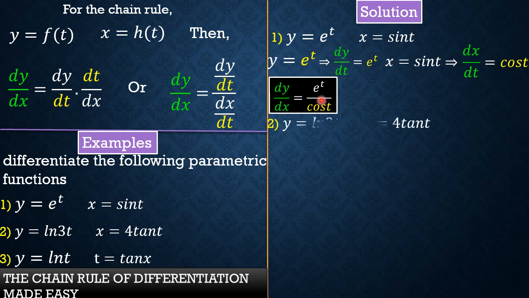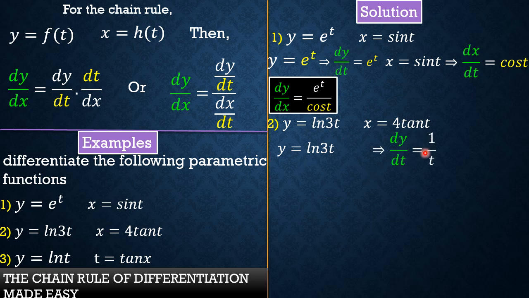That's it. Let's look at the second question. We have y equal to natural log of 3t, x equal to 4 times the tangent of t. Okay, let's look at the first. We have y equal to natural log of 3t. Now dy by dt, that's differentiating both sides.